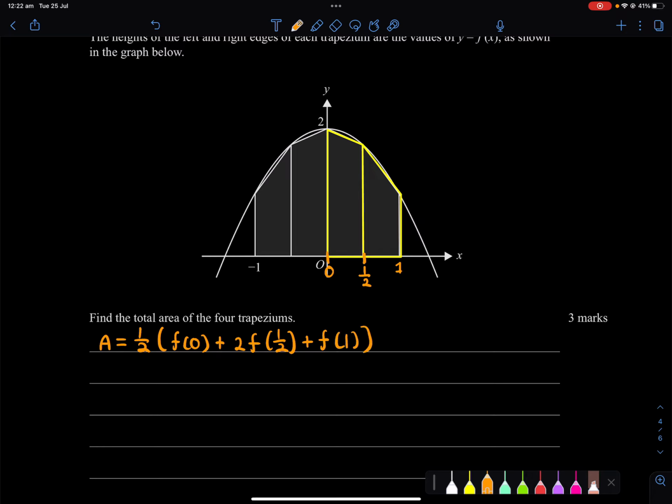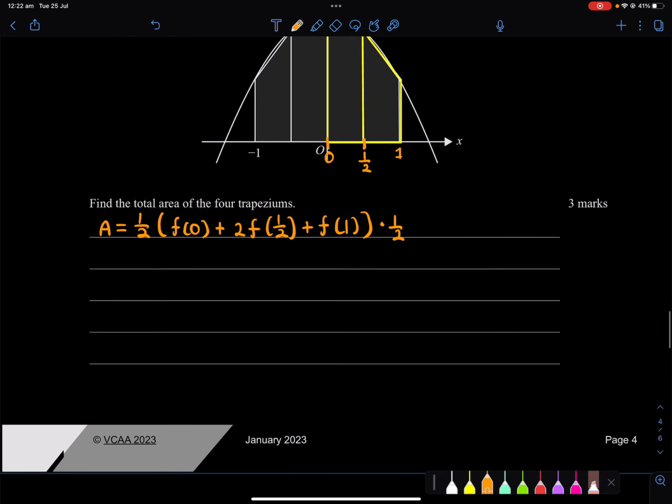Now, we don't want to forget there's an extra half that we must always put, and that half actually comes from the area of a trapezium. So the normal area of a trapezium is half, I think it was (a plus b) times h. That half we cannot forget. So that's why we put a half over here.